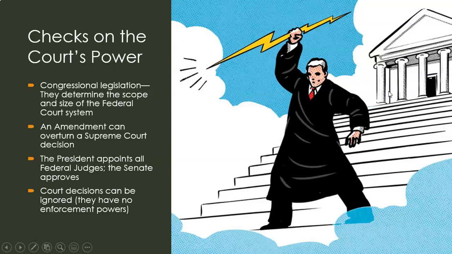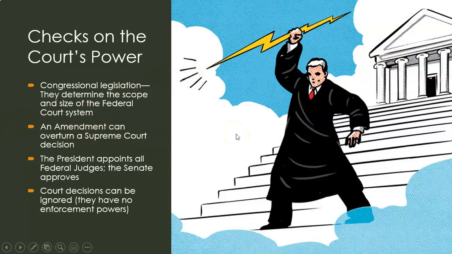by the Supreme Court. Now, the Supreme Court, there are checks on their power. We talked about these last week. Okay, so their power is not unchecked. Congress determines the size and the scope of the federal court system. So they make the rules for the federal court system. And if they don't like that there's 9 judges on the court, that's not a fixed number. They can change that to 12 or 11 or whatever. They can break up one district court into 2 districts if they want to.